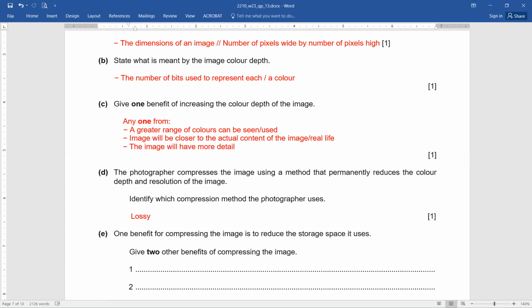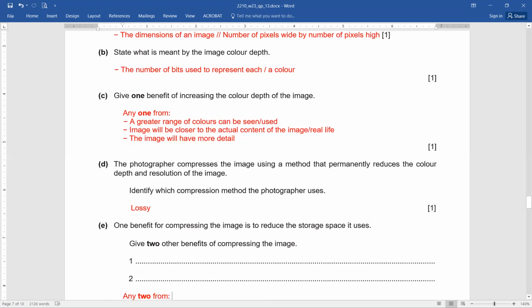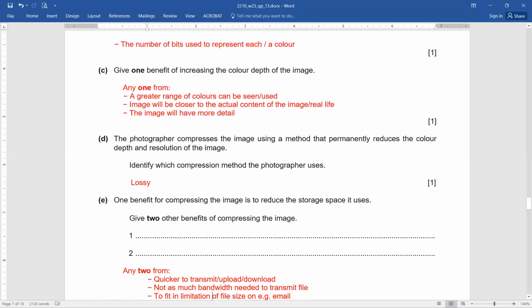So what are the 2 other benefits? Now be very cautious. One benefit mentioned right now is the reduction in storage capacity that is needed. So if a student did not pay attention to the question and just mentioned the first benefit because he has studied that one of the benefits is reduced storage space, then he will score a 0 for that part. So please be very cautious.